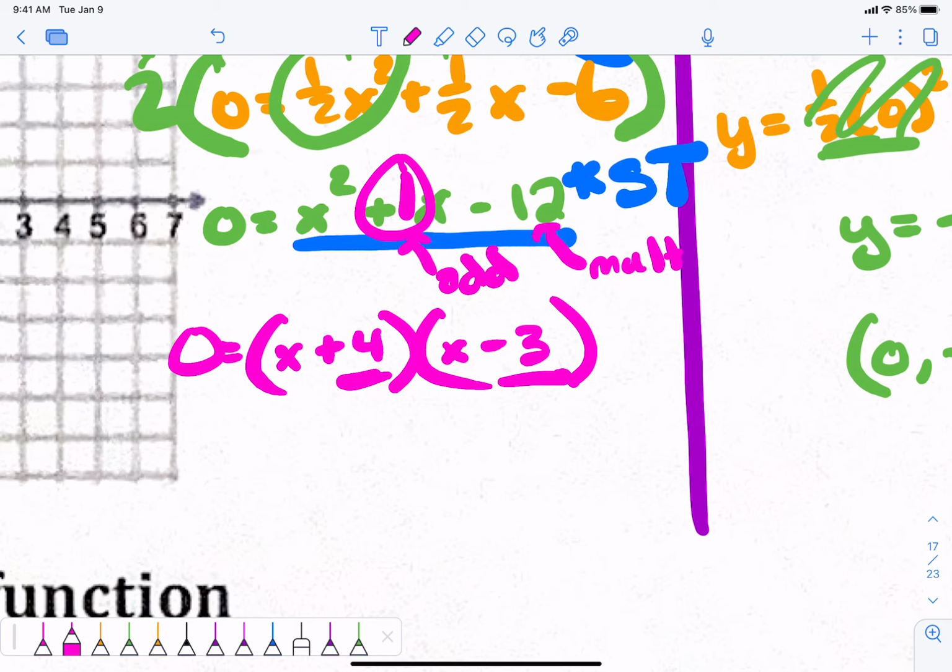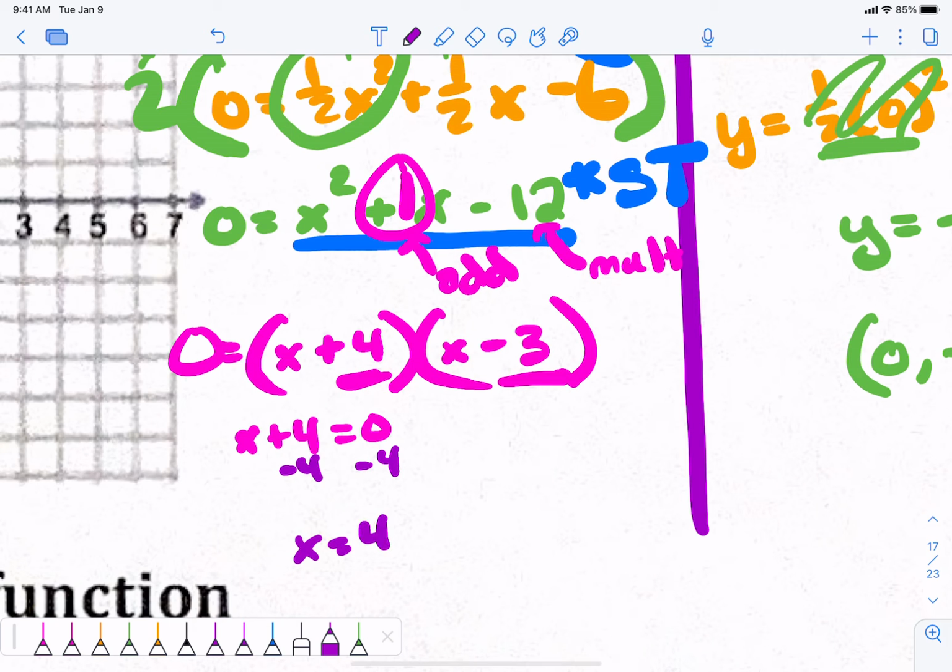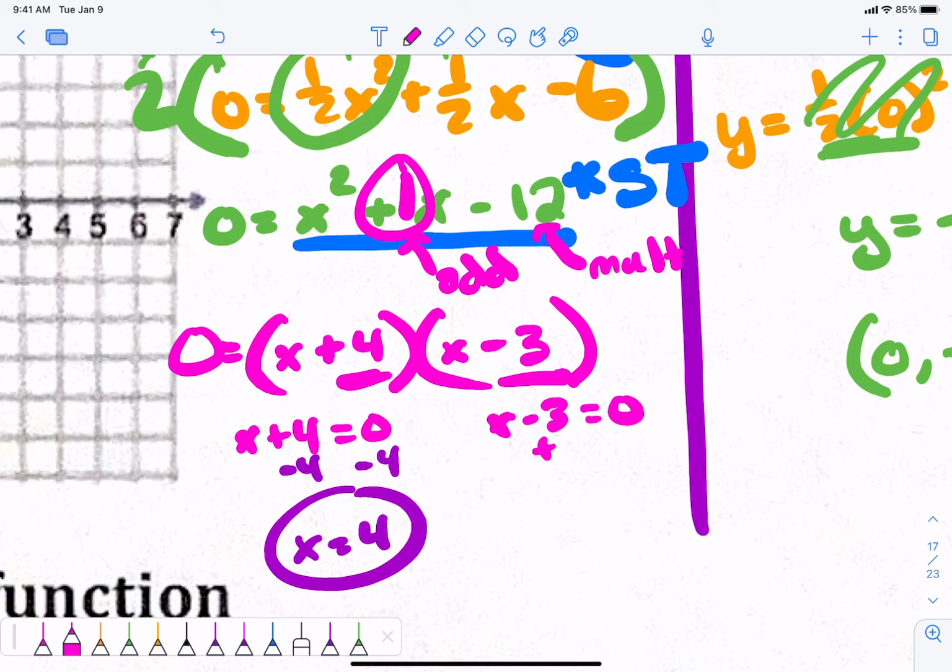Now the last thing I have to do is set them equal to 0. If I say x plus 4 is equal to 0, how would you solve for x? Subtract 4, so x equals -4, right? And if I do the same thing, x minus 3 equals 0, I would add the 3 over. Add 3, so x equals positive 3.